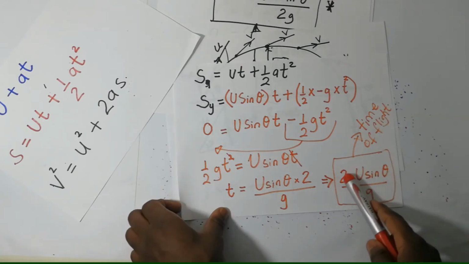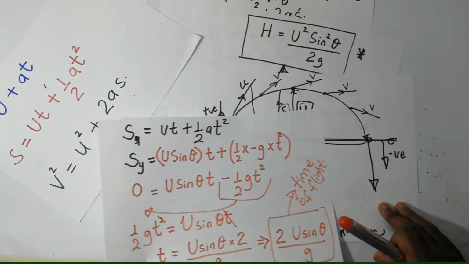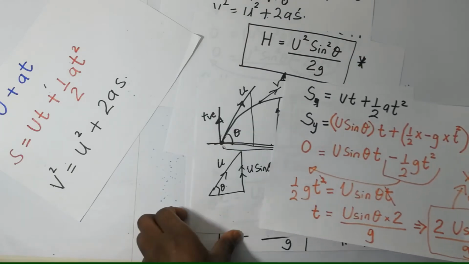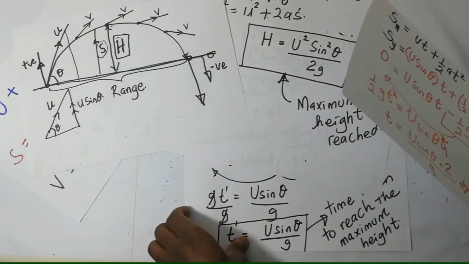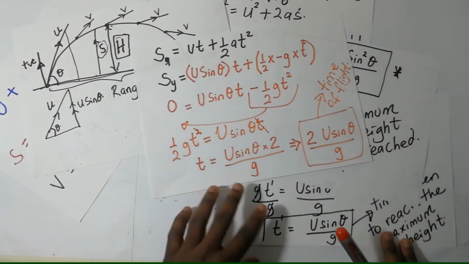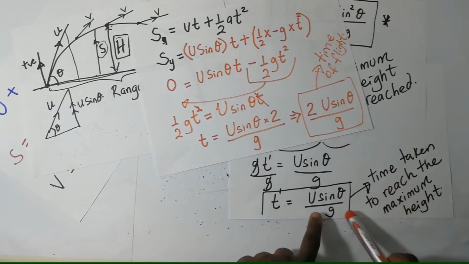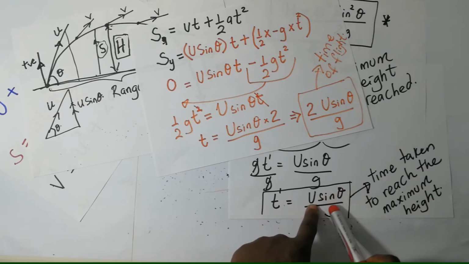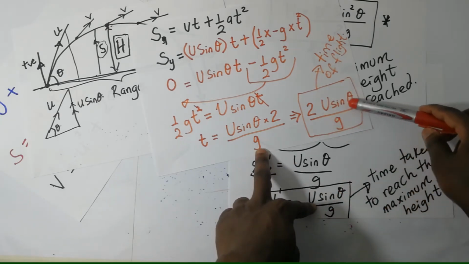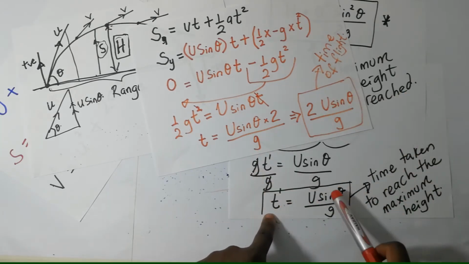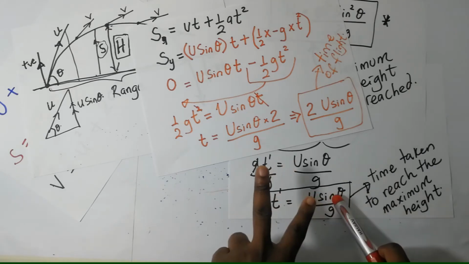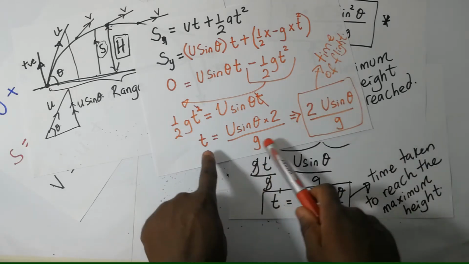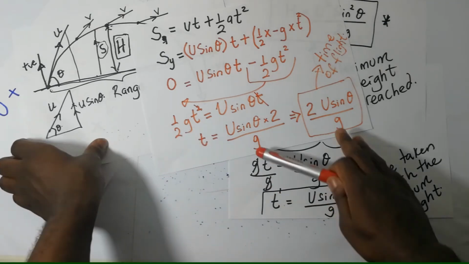And if you compare this expression to the expression we got earlier for time to reach maximum height, this is time to reach maximum height and this is the time of flight. You know this is u sine theta over g, and you see this one also has u sine theta. It means that the time to reach maximum height, you multiply it by 2 and you're able to get the time of flight. Why is that?